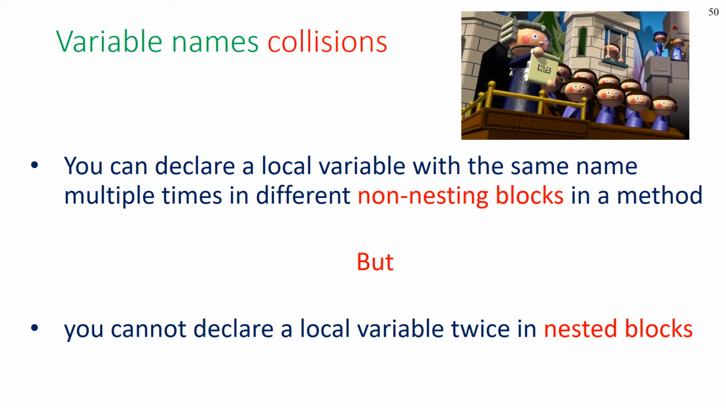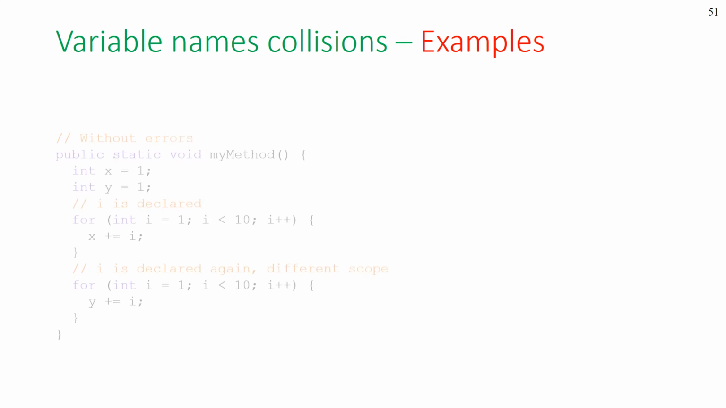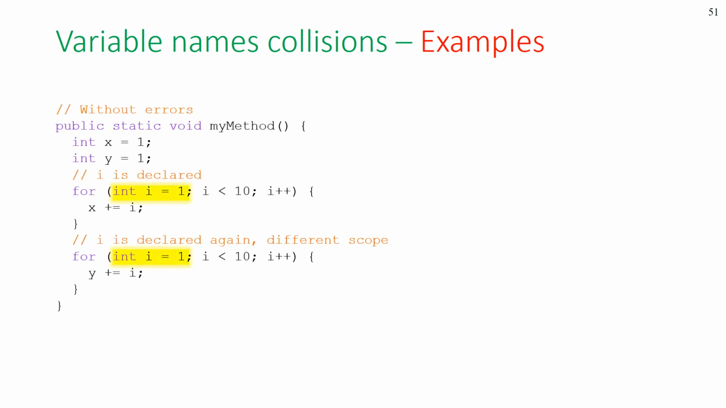There's a little asterisk to this rule. You can declare a local variable with the same name multiple times in different blocks as long as they are non-nesting, okay? What I mean by non-nesting is kind of self-explanatory, right? Let's take an example. This would be two non-nesting blocks. So I have variables x and y. What is the scope of x and y? This block of code starting here to here, okay? So x and y are usable inside the entire body of the method.